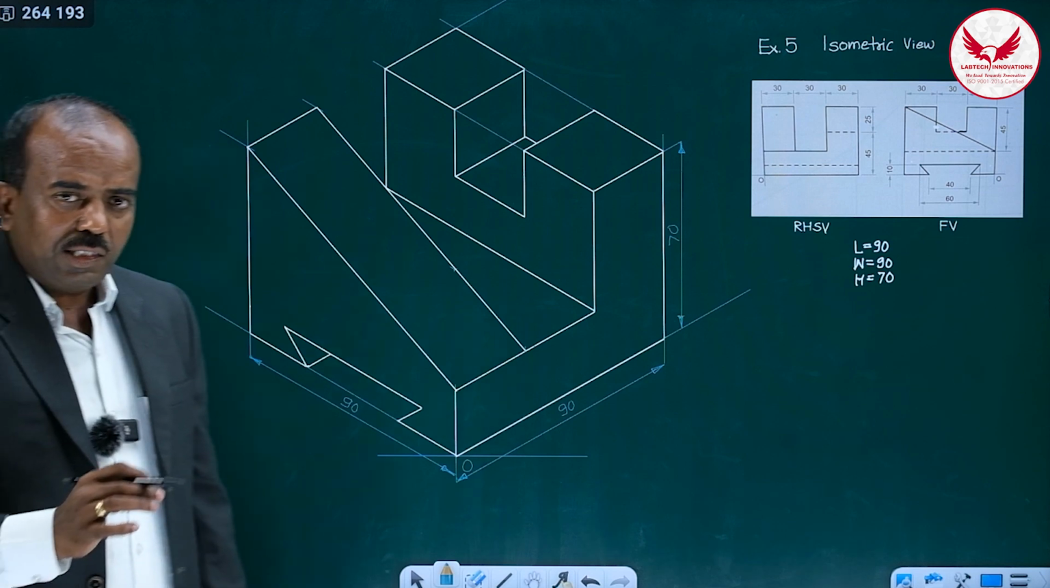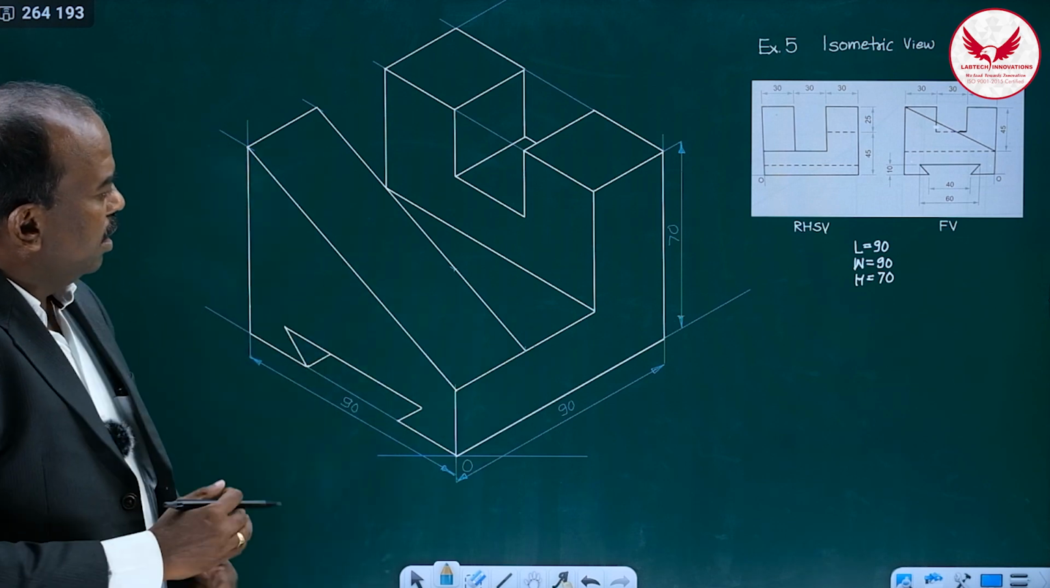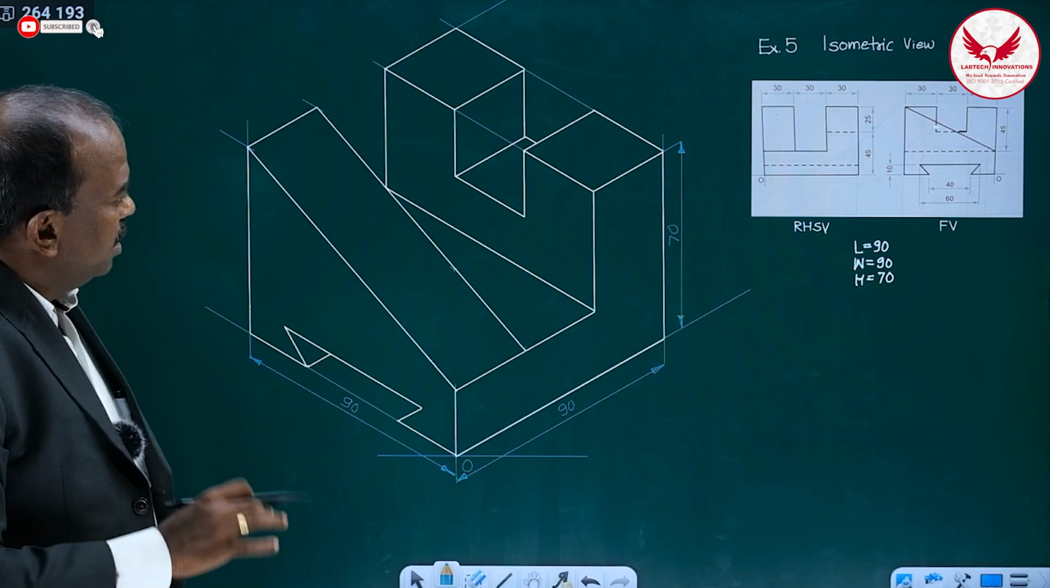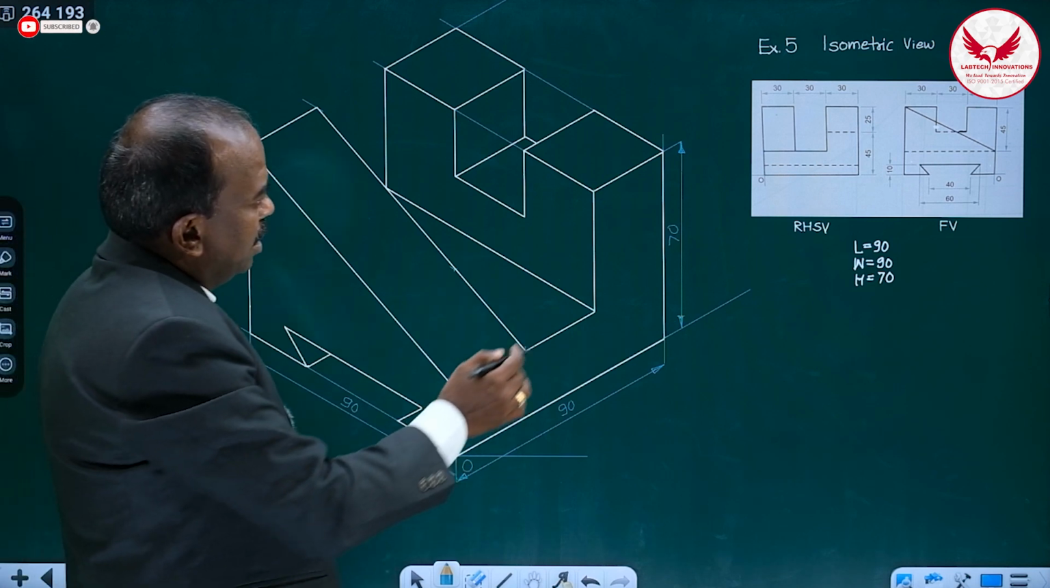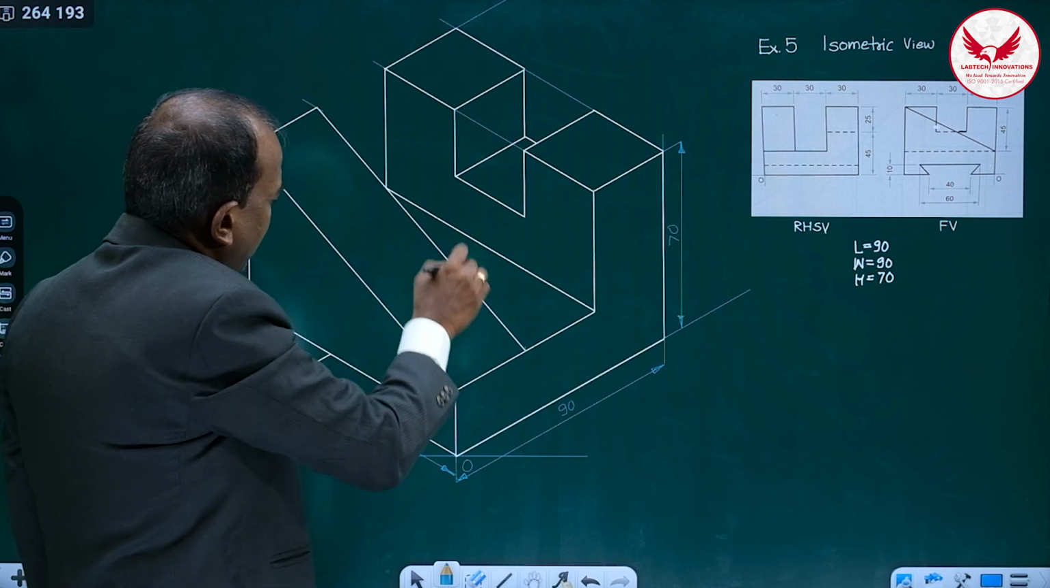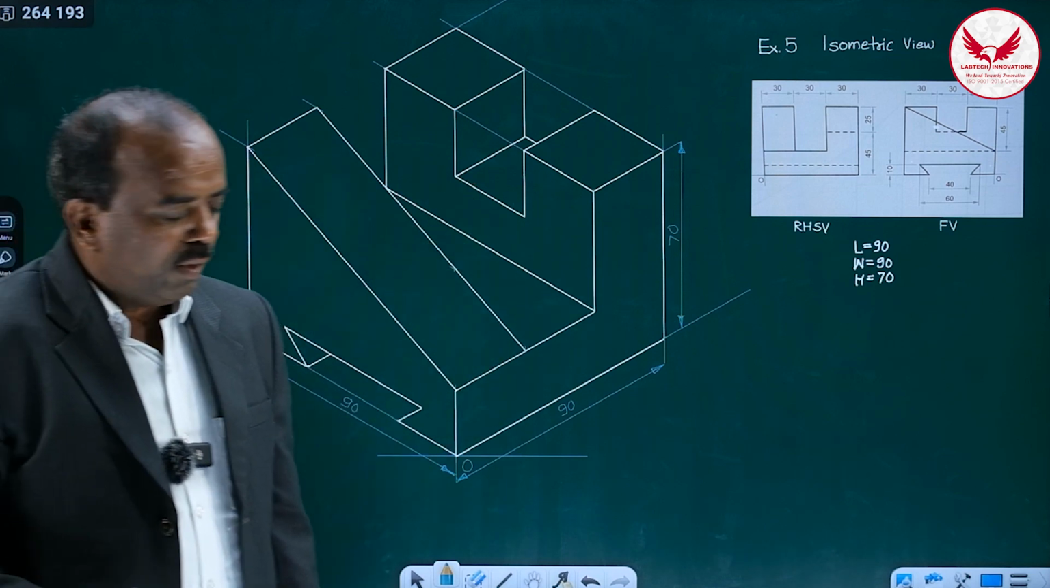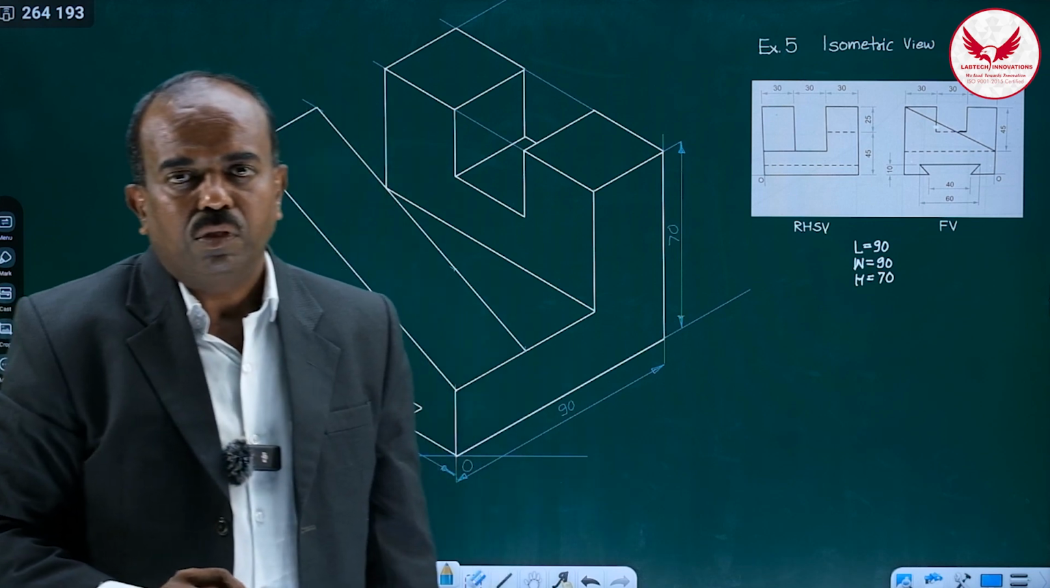If we understand the object thoroughly, and if we draw with proper understanding, isometric is very simple. We should not paste the front view on this side as it is, and the side view on this side. We'll never get the answer of an isometric view.